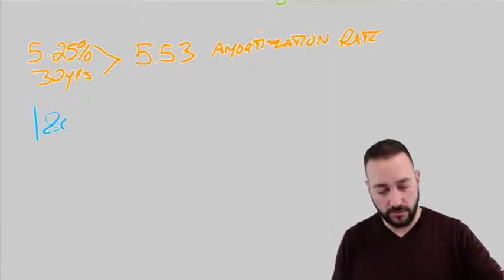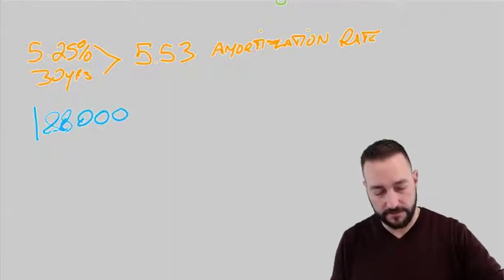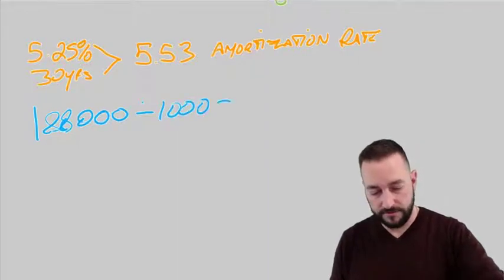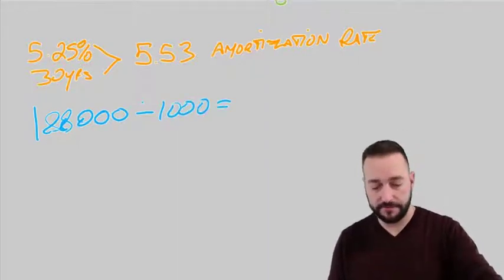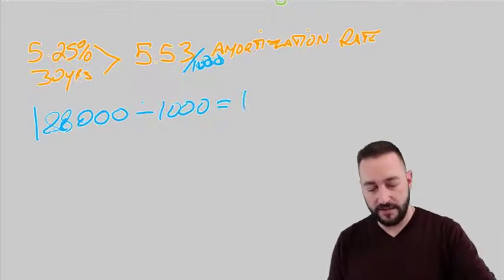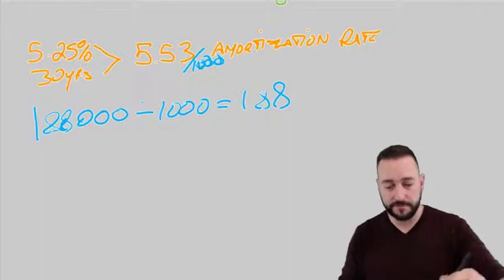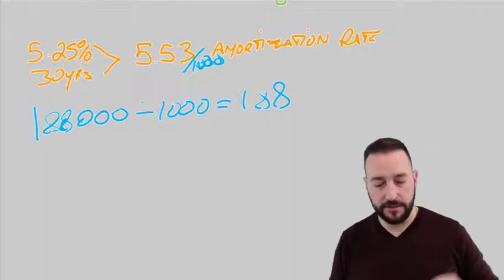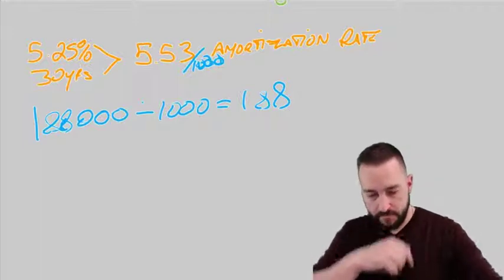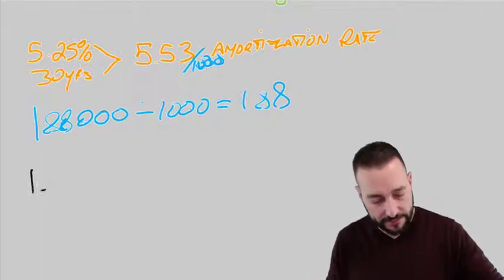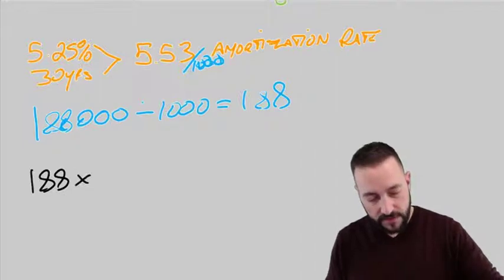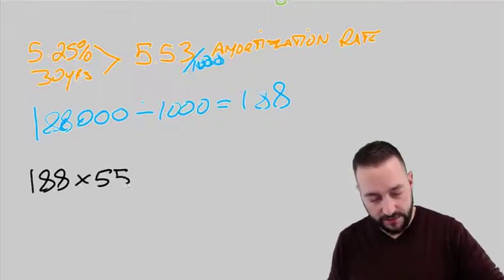So if the loan is $188,000, we need to divide it by 1,000, because it's per every 1,000, right? So this number is per 1,000, so you know. Divided by 1,000, we have 188. Okay? 188 is the number. The last thing we're going to do is now apply the 188 times the amortization rate that we found.